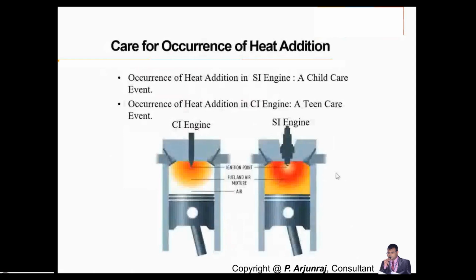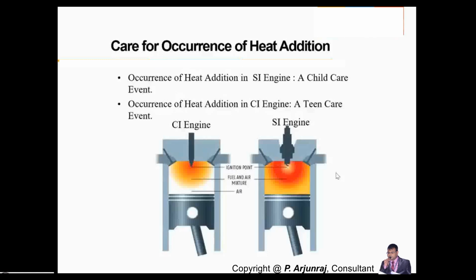Okay. I will explain that with respect to some additional points also. So, the heat addition is going to happen in both the SI engine and the CI engine. Now I'm going to compare the occurrence of the heat addition event in the SI engine and the CI engine. So, I'm comparing a child with a teen.